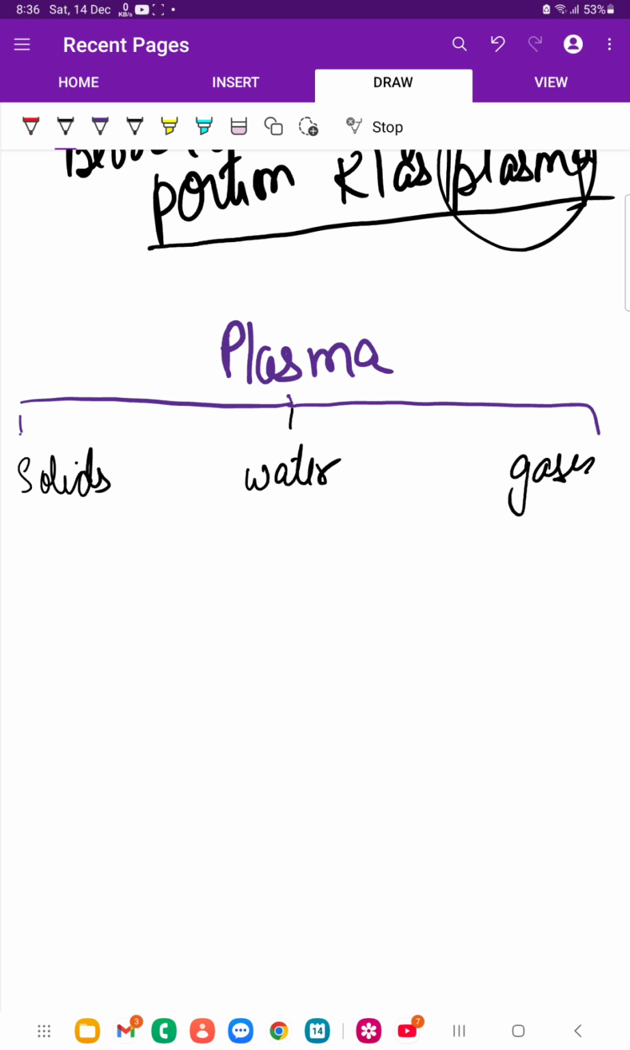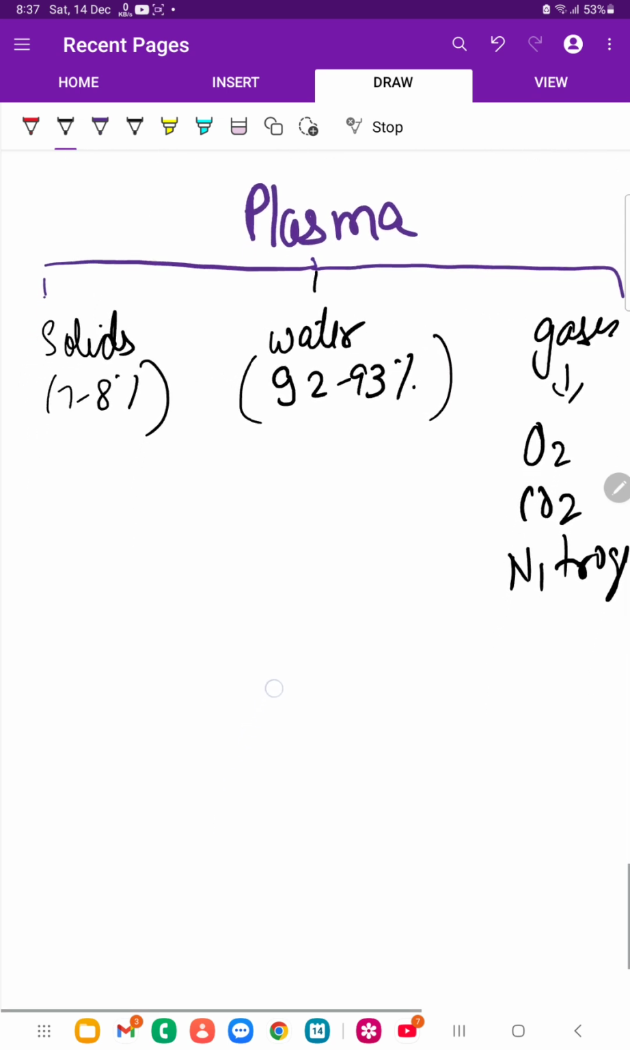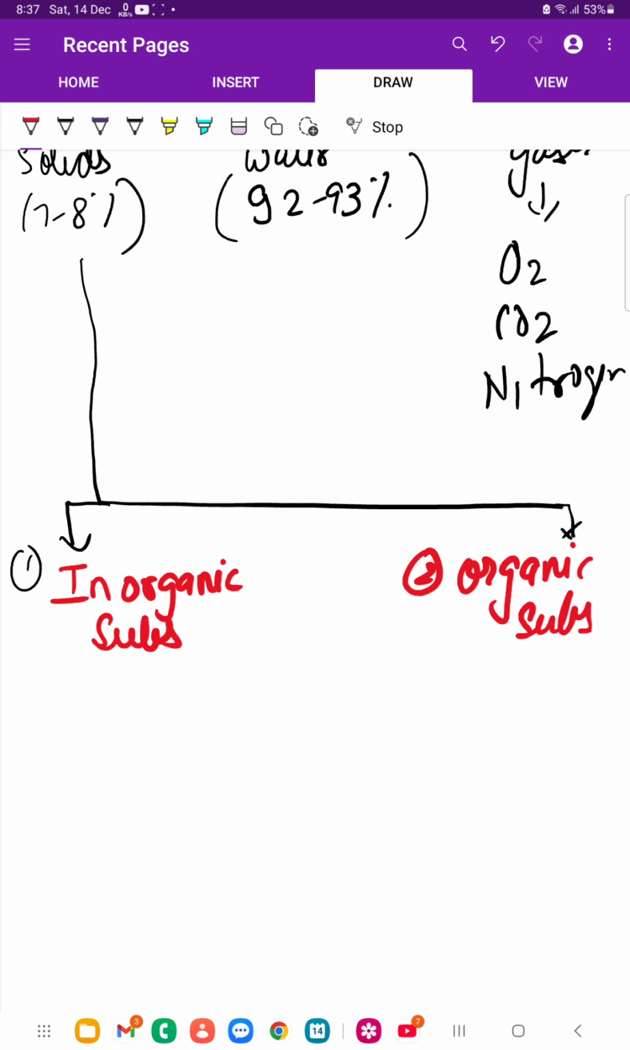Now, the composition of plasma. Plasma consists of three substances: solids, water, and gases. Gases are oxygen, carbon dioxide, and nitrogen. Solids consist of 7 to 8% of plasma, and water consists of 92 to 93% of plasma. Now we will see the composition of solids. Solids are divided into two: inorganic substances and organic substances.